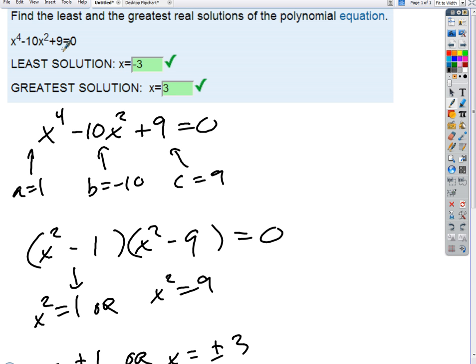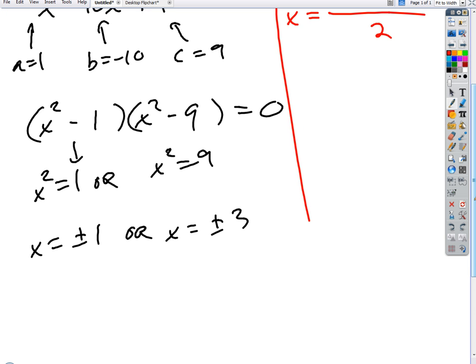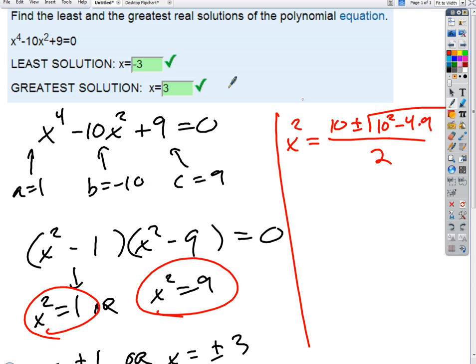Or I could use the quadratic formula, right, because I know a, b, and c. If I choose to use the quadratic formula, that's going to work too. I'm just going to get x squared equals negative b, so 10, plus or minus the square root of 10 squared minus 4 times 1 times 9, all over 2. I'm going to get these same answers from the quadratic formula. Make sense? Either way, I don't care. Whichever way you prefer. It's easier to factor this, but you can always fall back and do the quadratic formula. How can I check my answers, by the way? Just plug them in and see if they work.